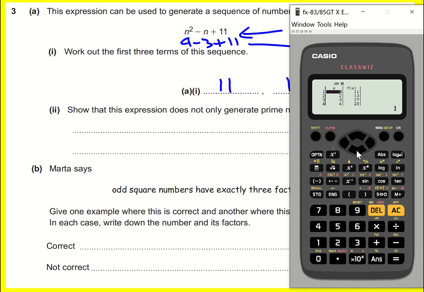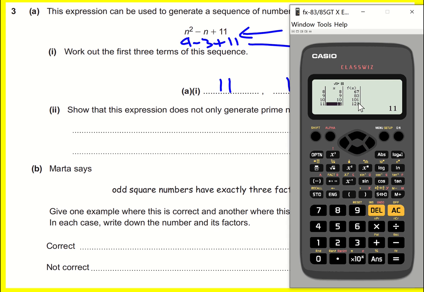So 23 is a prime number. And then 31 is a prime number. 41 is a prime number. 53 is. 67 is. Actually, this generates a lot of prime numbers. 101 is.